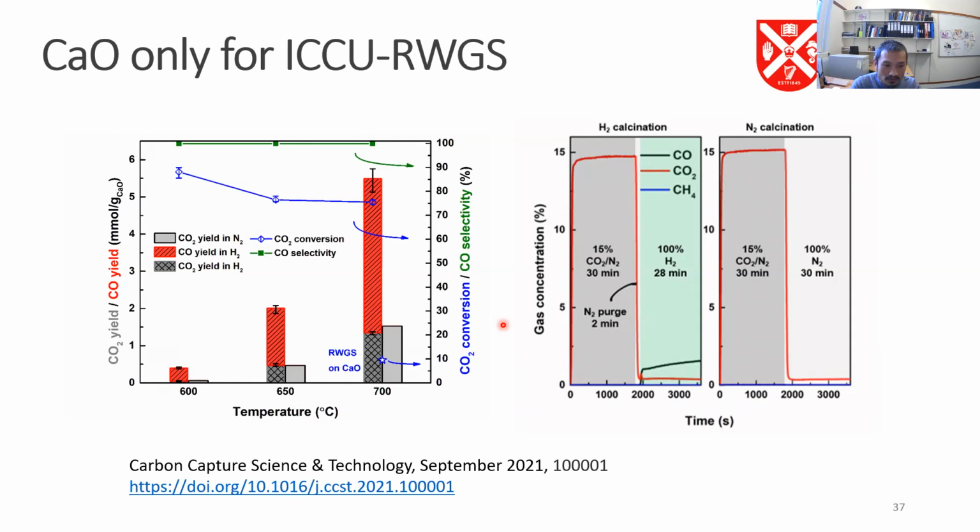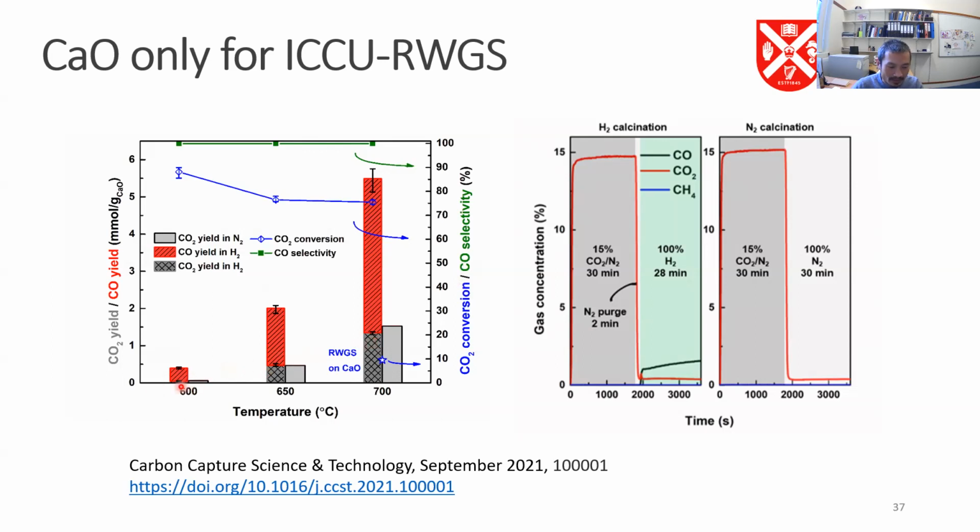And then in this case, we just use calcium oxide. So calcium oxide to capture CO2 and also calcium oxide as a catalyst to convert the captured CO2 to CO. Or the calcium oxide is not a catalyst, so it's still unknown. But anyway, the hydrogen can react with calcium carbonate directly with very high conversion.